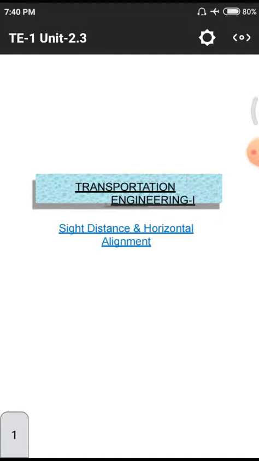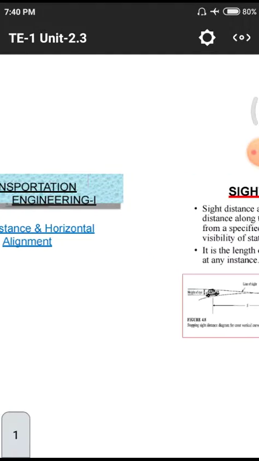A few topics were left in the second chapter. Those are sight distances and horizontal alignments. Those things we need to know in the second chapter. First of all, we need to know about sight distance.